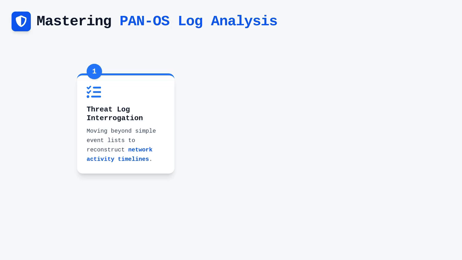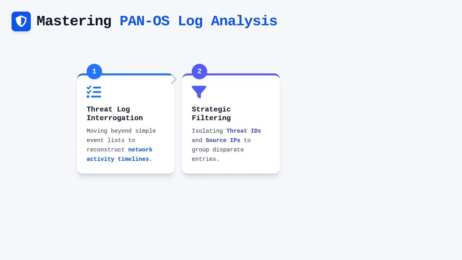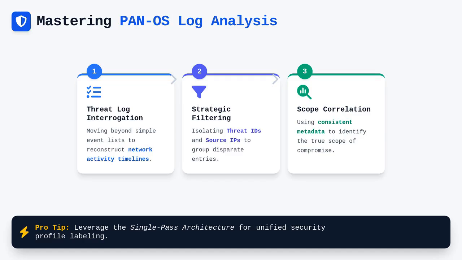You might find yourself investigating a sudden spike in traffic, which requires you to look beyond the top-level alert. By isolating specific threat IDs or source IP addresses, you can quickly group related entries that appear disparate at first glance. This is where the single-pass nature of the firewall provides immense value, as it labels traffic with consistent metadata across all security profile matches. Understanding how to correlate these fields allows you to see the true scope of a compromise rather than just a siloed event entry.